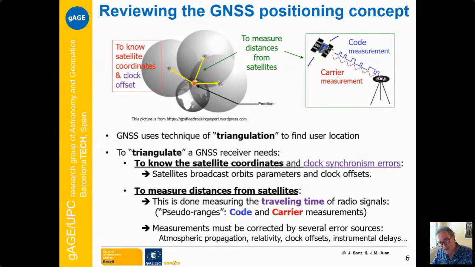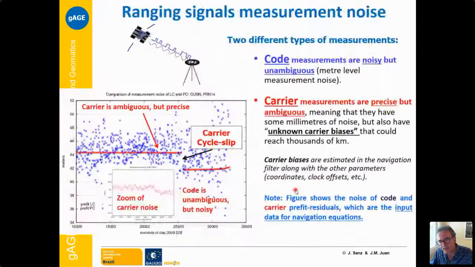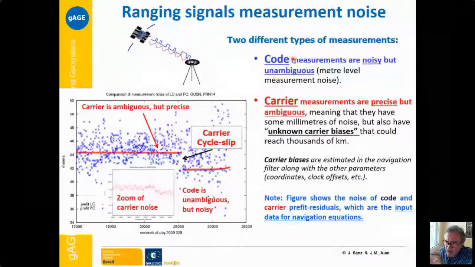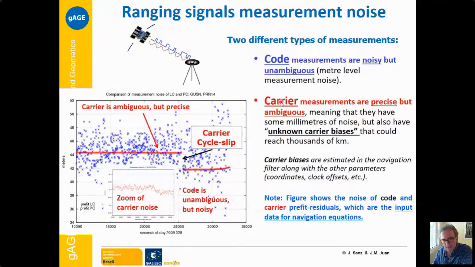The second thing is about the accuracy in the code and carrier measurements. As I commented, and as you know from previous sessions, we use 2 different kinds of measurements: code measurements and carrier phase measurements. Code measurements are noisy. Here in blue, we have an example of code measurements.